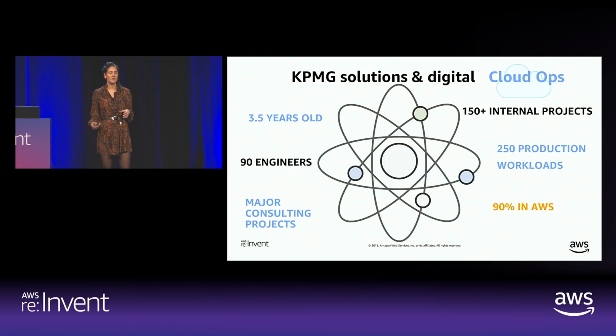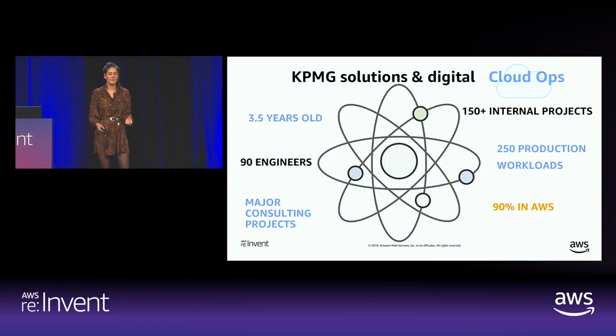We're now up to nearly 100 engineers. We've got 250 production workloads, 90% of which are in AWS. We've also got another arm of CloudOps where we're actually going out to our clients and advising them on their business cloud strategies now. So we're delivering technology solutions to our clients and also advising them on how they can build out in the cloud to meet regulations and compliance.